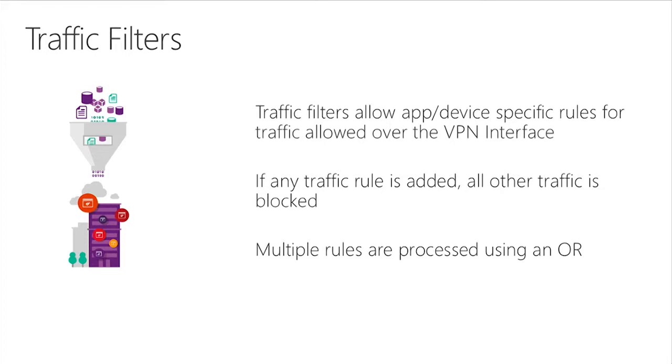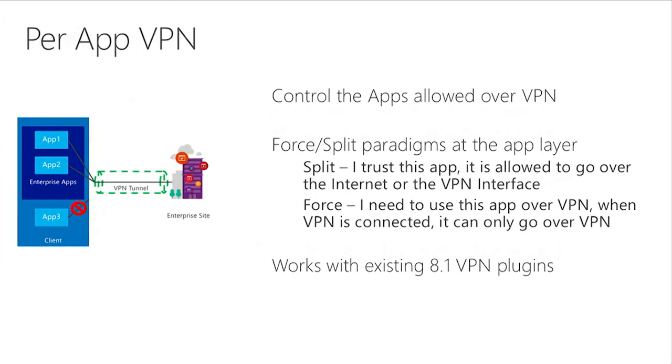There has been a lot of buzz about per-app VPN in the industry, but we wanted to take a slightly larger look at it. We want the admin to be able to determine what goes over the VPN and what doesn't, based on application characteristics as well as just the traffic characteristics, and we are going to do both. The first type of characteristics among them is per-app VPN. This controls the apps that are allowed over the VPN.